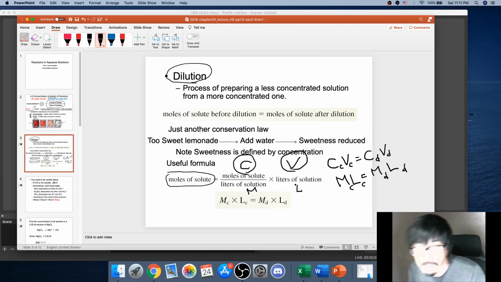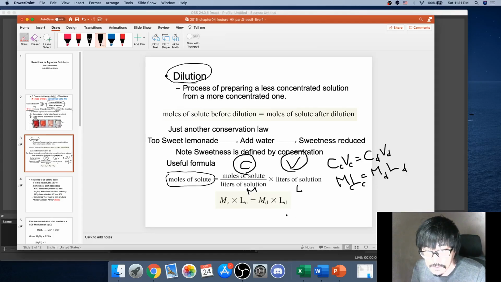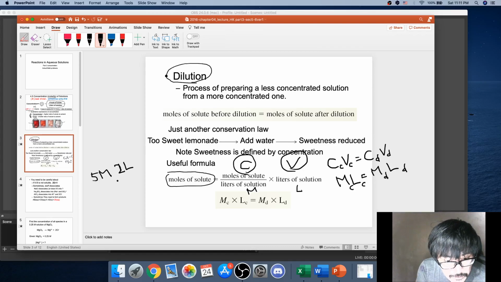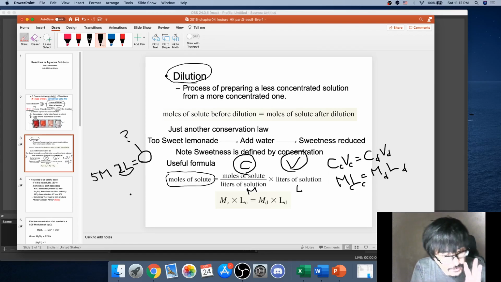I hope I'm not blocking these things. Let me just, oops. So the example: if I have a 5 molar solution with maybe 2 liters, then that's equal to whatever the concentration is, which we don't really know, but I am going to add 3 liters to the solution to make the total volume 5 liters. So 2 plus 3 becomes 5. Then what is the concentration here?